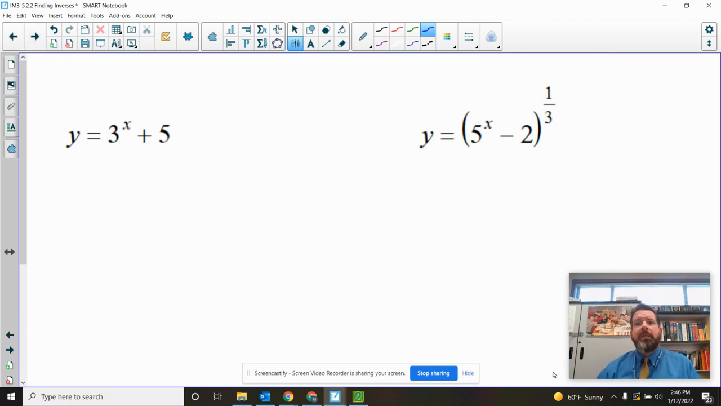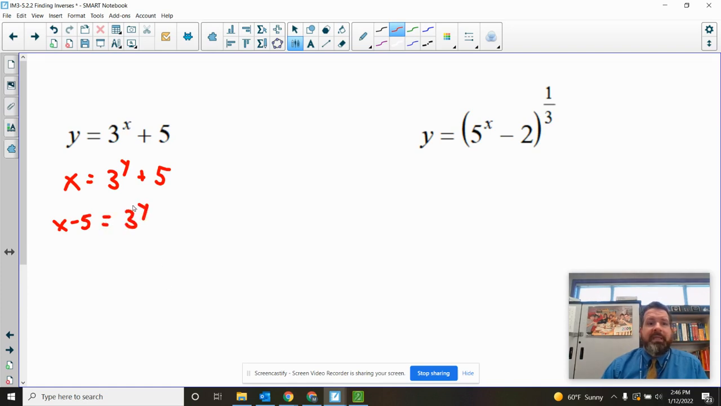Let's go again. Here we have an exponential. So to find the inverse, first thing, switch your x and your y. My goal is to get that y now by itself. To do that, I've got to get the exponential isolated, meaning I want 3 to the power of y to be by itself on one side of the equal sign. So do a subtraction of 5. And now you're ready to switch to your log form. So y equals log base 3 of x minus 5.